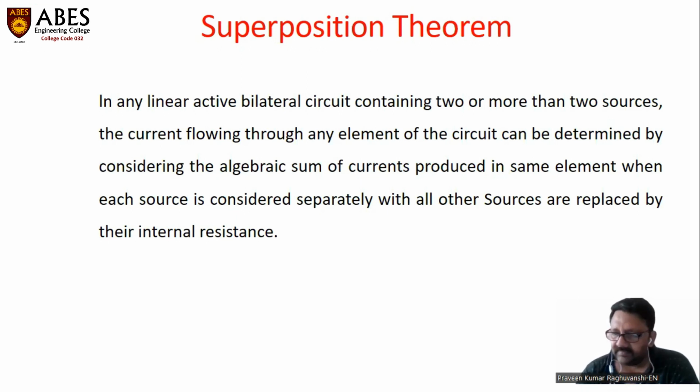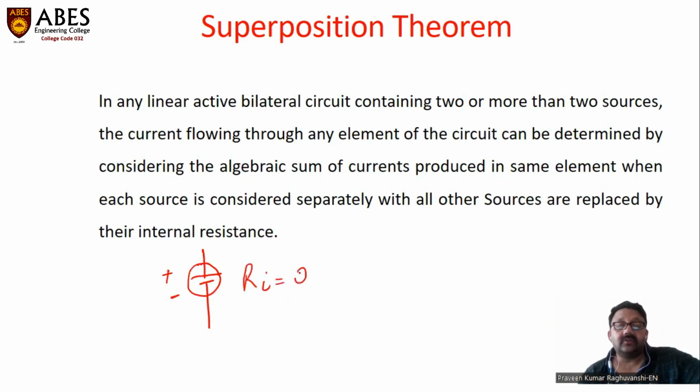The voltage source is usually represented like this. There are two plates of unequal size. The larger plate is for positive potential and the smaller plate is for the negative terminal. For an ideal voltage source, the internal resistance is 0. And normally, whenever we have to replace such a voltage source, it is replaced by a short circuit.